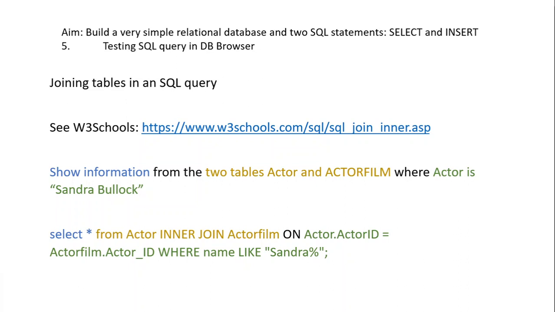Retrieving data about actress Sandra Bullock is achieved by linking the 2 tables via their actor ID and then filtering on the name Sandra. The percent means that all records where the name starts Sandra or is Sandra followed by any other number of characters.